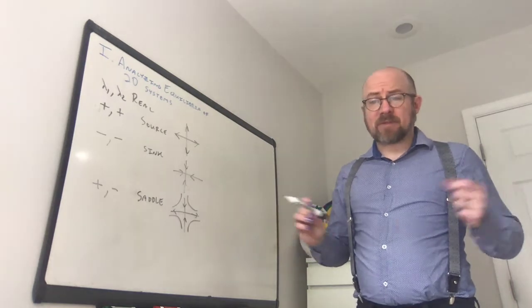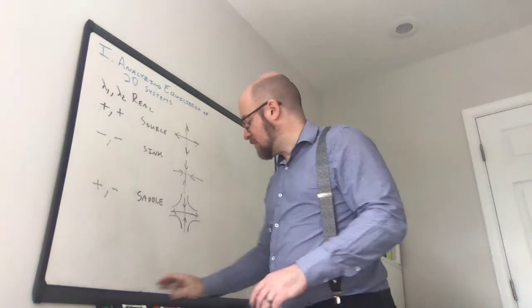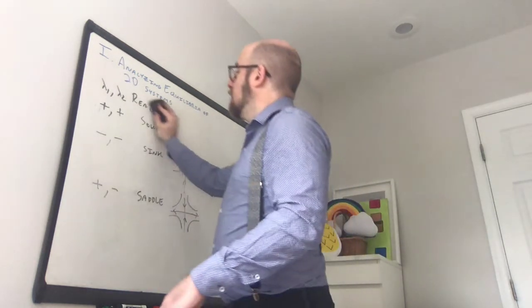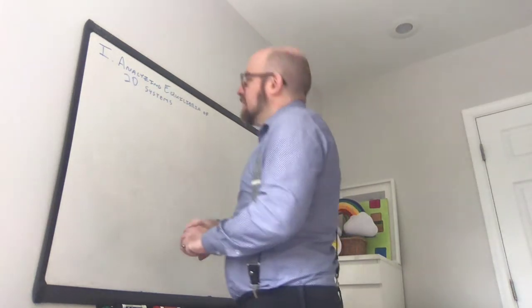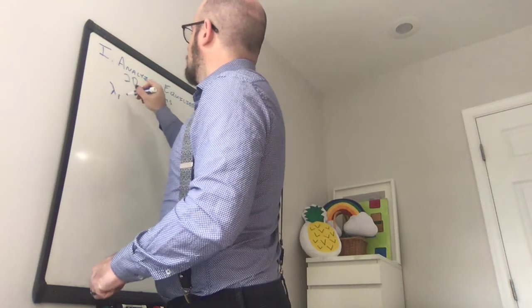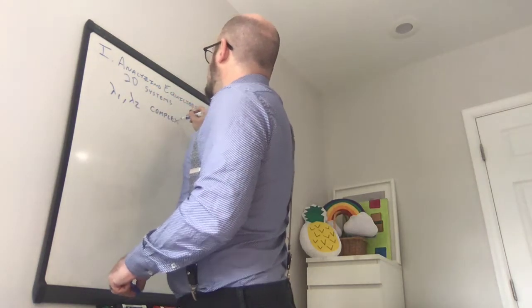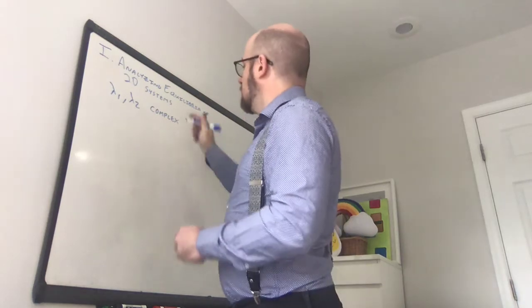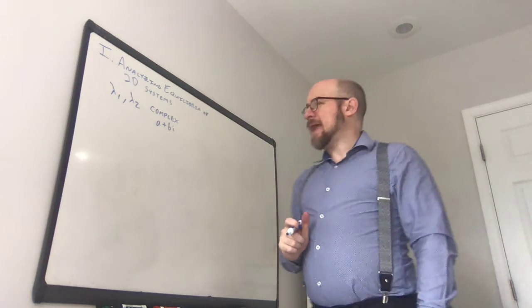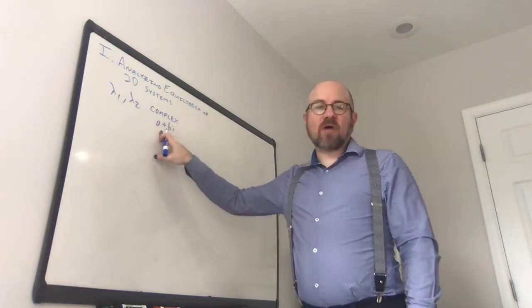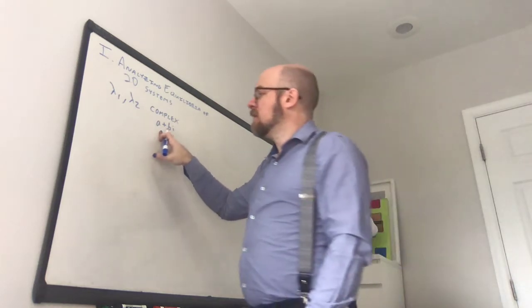When it's complex, there are also going to be three different situations. So let's look at what happens when the eigenvalues are complex. Say lambda 1 and lambda 2 are complex, a plus bi, right? What happens here just depends on whether a is positive or negative, whether the real part is a positive number or a negative.